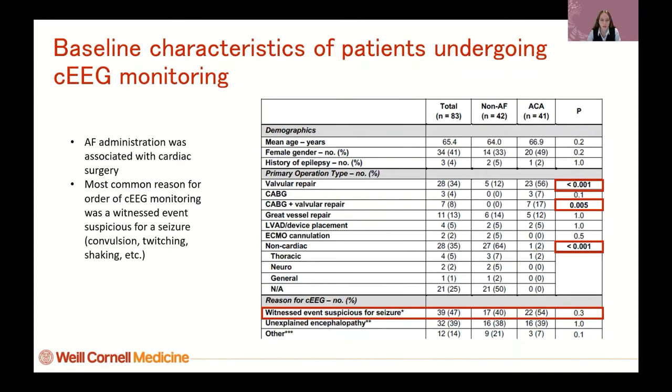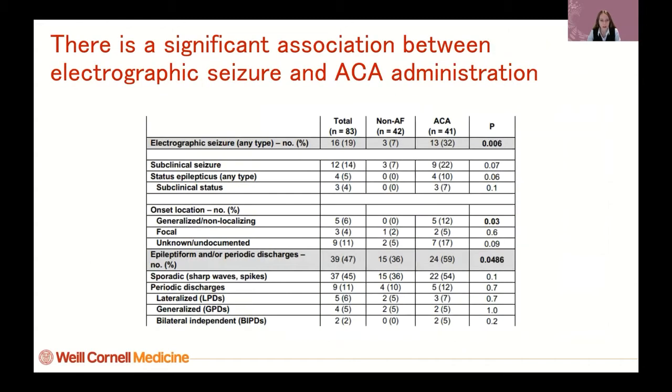Moreover, the most common reason for CEEG order was a witnessed event suspicious for a seizure, something like convulsion, twitching, or shaking. Now, when we took a look at the CEEG specifics, we did find a significant association between electrographic seizure and ACA administration. Also, among those 16 subjects with seizure across all groups, the majority were subclinical and not associated with motor activity. Moreover, ACA showed a strong association with generalized seizures and associated markers of cortical hyperexcitability.